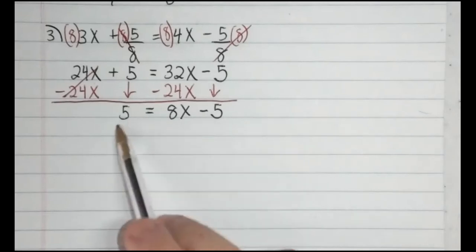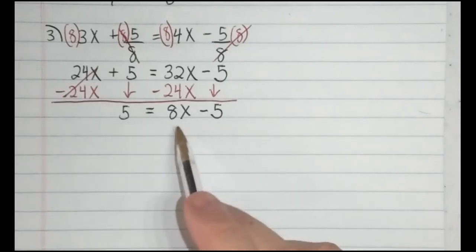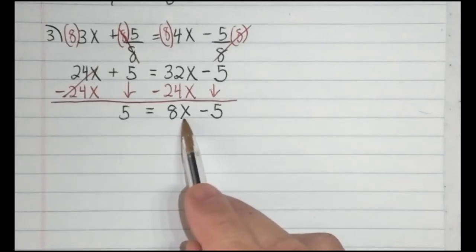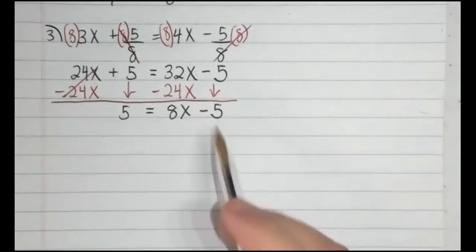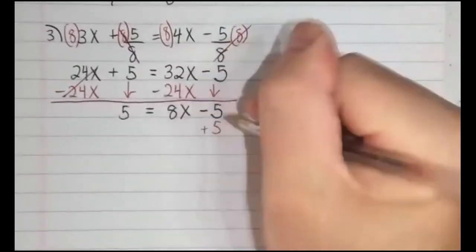All right, so once we get to this point, it's a two-step algebra equation. I'm trying to get this x value by itself. I'm going to eliminate the minus 5 first by adding 5 to both sides.